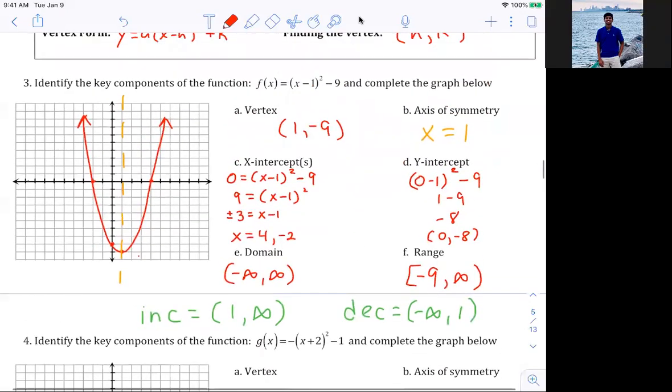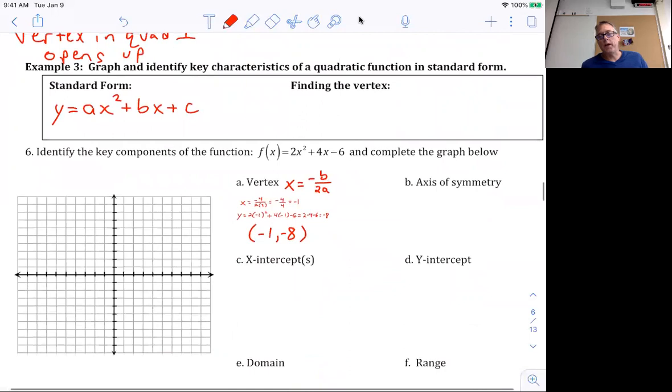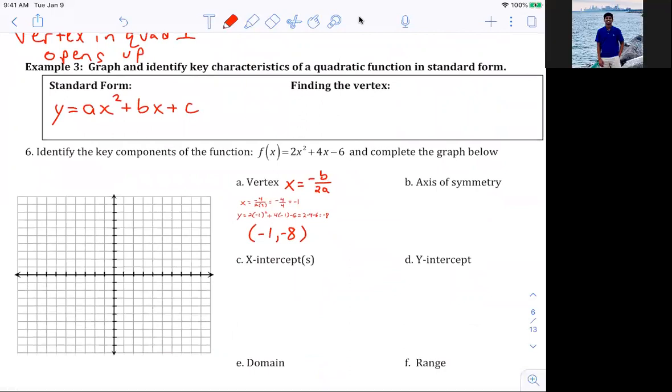Is there any way to change standard form into vertex form? There is, and we'll get there. Okay. Yes. All right, really good questions. Is it easier to convert it than solve it in standard? No.